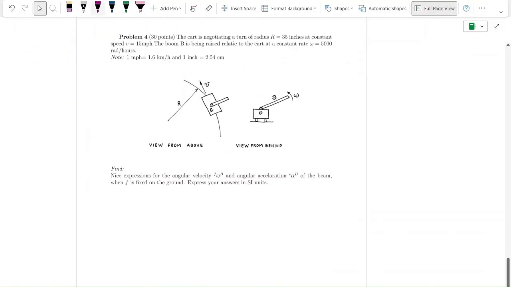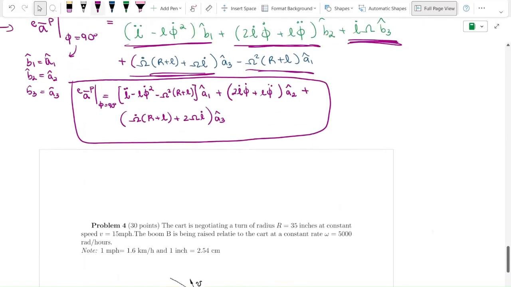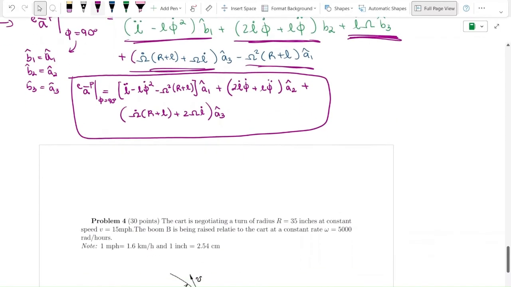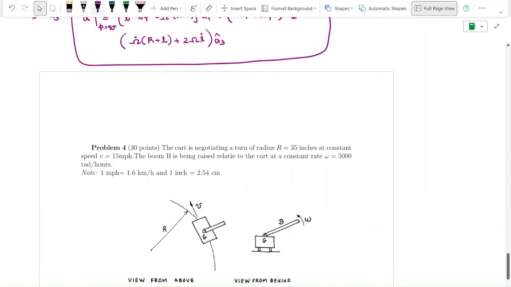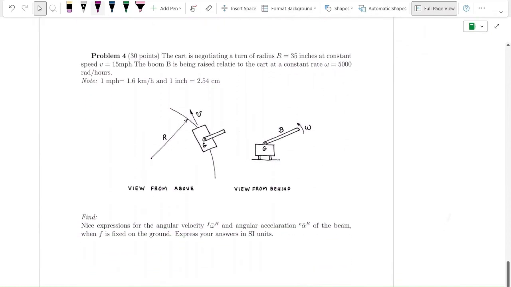Okay, next problem. So in problem 4, wait, I actually wonder if, no, I don't think so. Okay, anyways, I thought this was a special expression. Maybe it is, I'm just wrong, but okay, anyways.